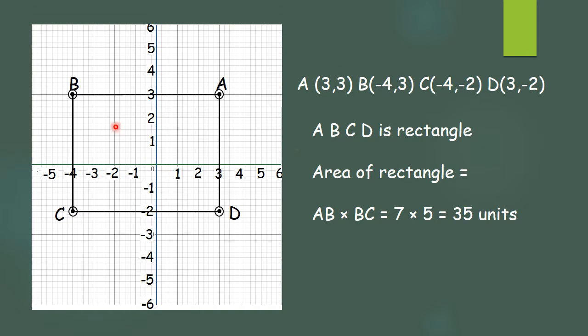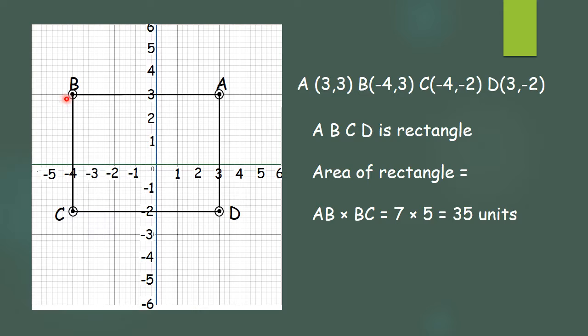Now we have to calculate the area of it. Area of a rectangle is length multiplied by breadth, so in this case it is AB into BC. Now we have to calculate the length AB. The minus 4 indicates it is on the left side. So this distance is 4, while this distance is 3. So in total this is 4 plus 3, so we get AB as 7.